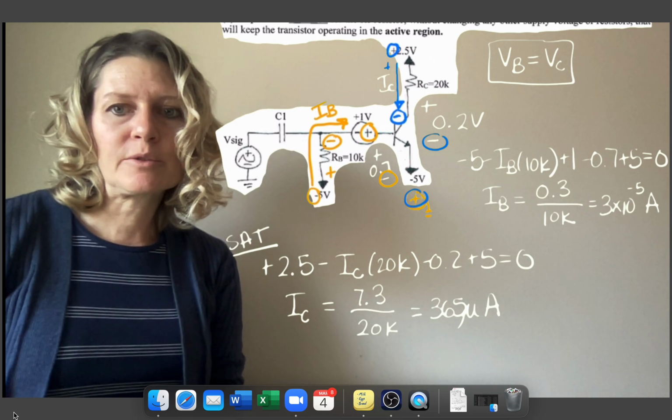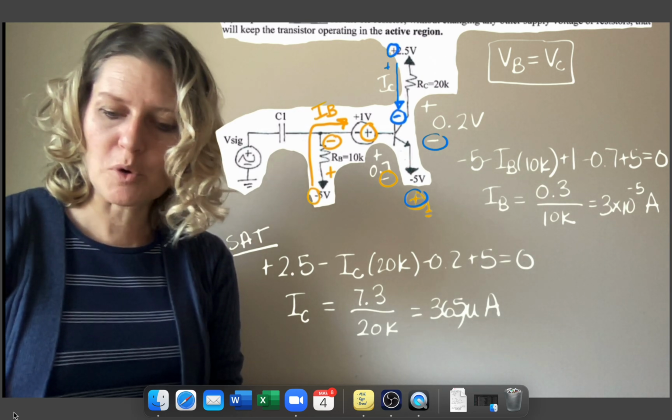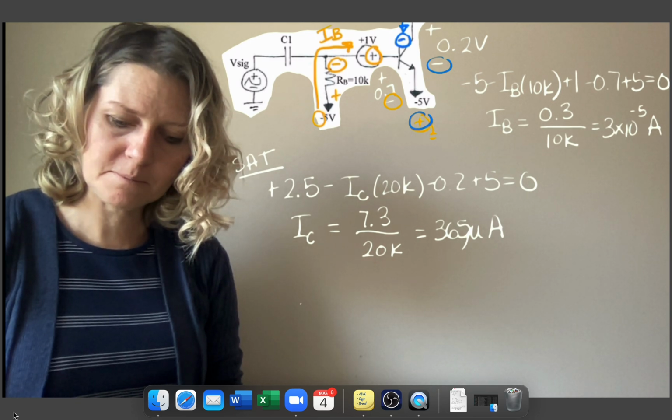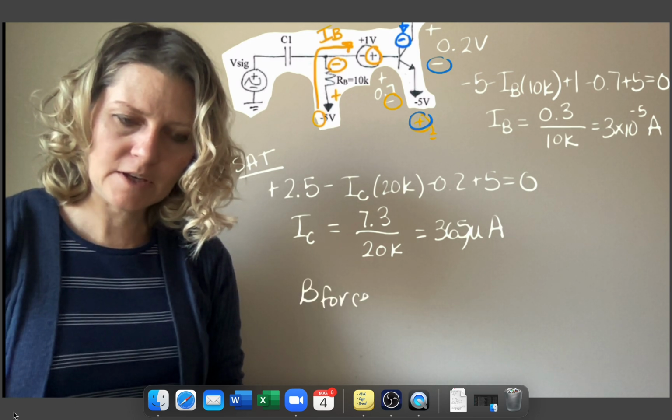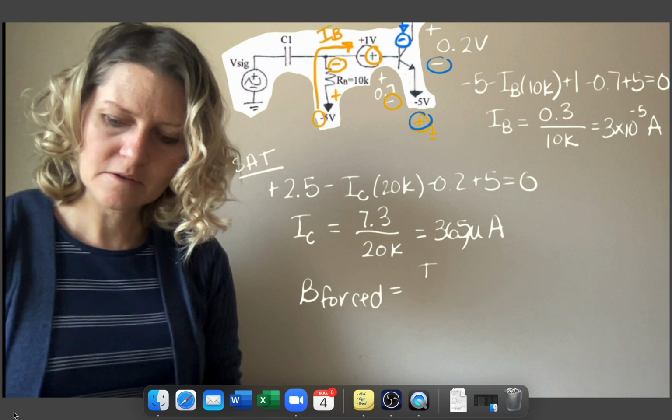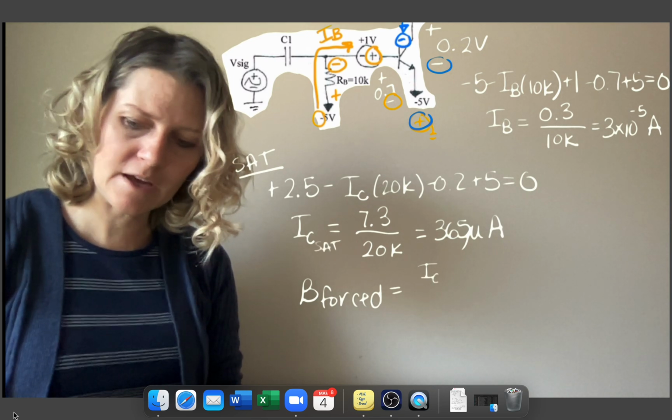So now I can use those two values to find beta forced. So beta forced is again that IC over IB, and this is for only the saturation.